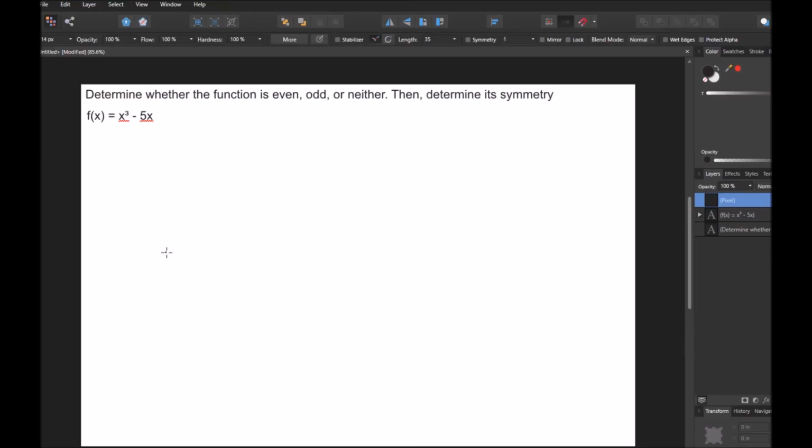So in this problem, we are asked to do the exact same thing, except our function now is x cubed minus 5x. So I'm going to do f of negative x, and plug in negative x wherever I see an x in the equation. So that's going to be negative x cubed minus 5 times negative x. Negative x cubed is just negative x cubed, and negative 5 times negative x is a positive 5x.